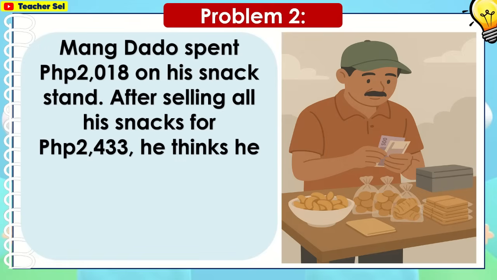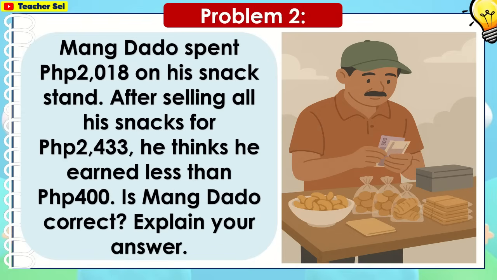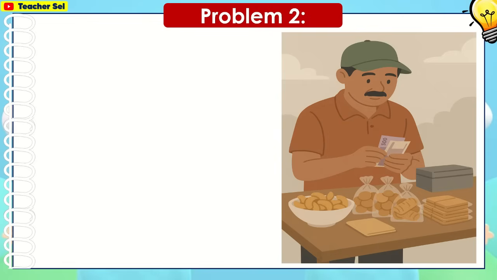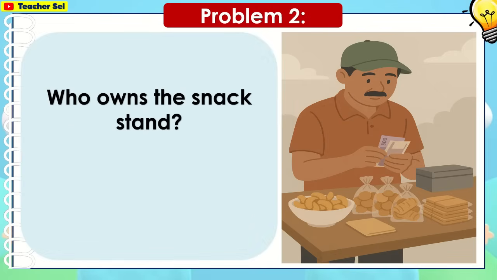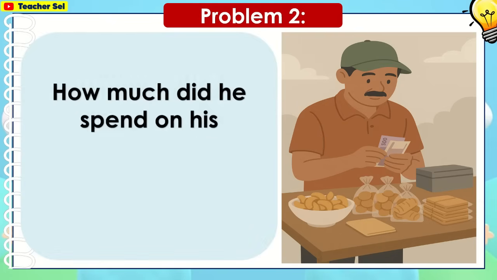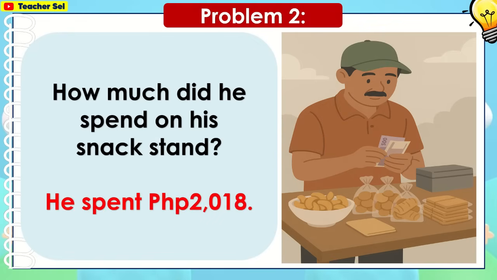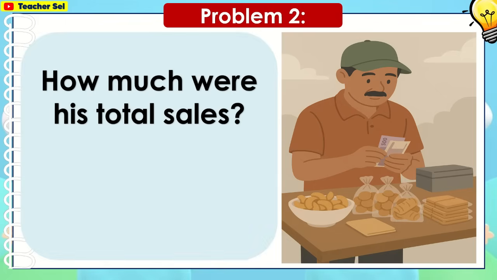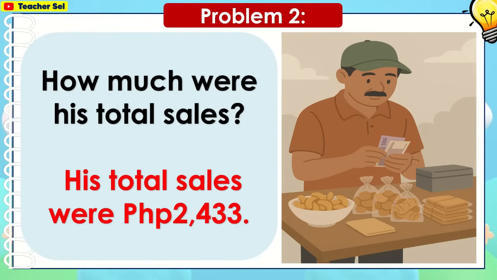For problem 2, Mang Dado spent 2,018 pesos on his snack stand. After selling all his snacks for 2,433 pesos, he thinks he earned less than 400 pesos. Is Mang Dado correct? Explain your answer. Who owns the snack stand? Mang Dado owns the snack stand. How much did he spend on his snack stand? He spent 2,018 pesos. How much were his total sales? His total sales were 2,433 pesos.